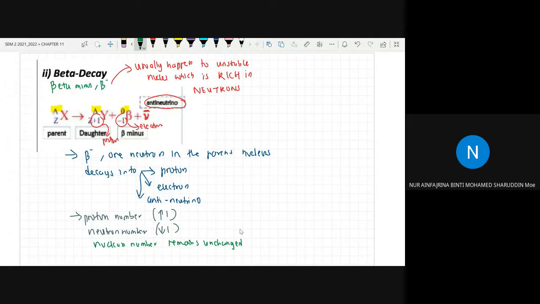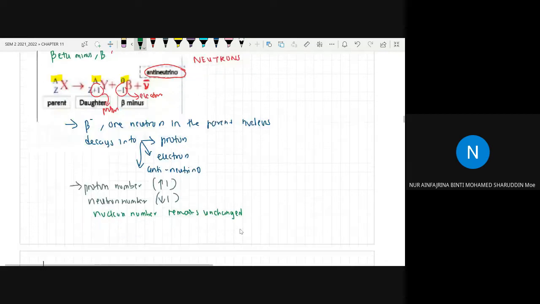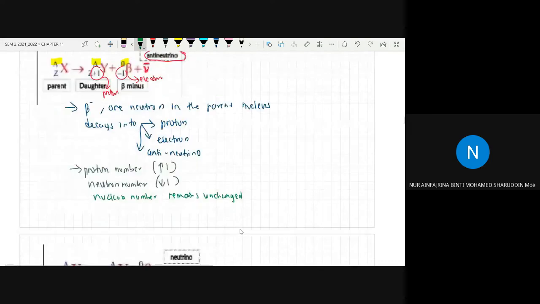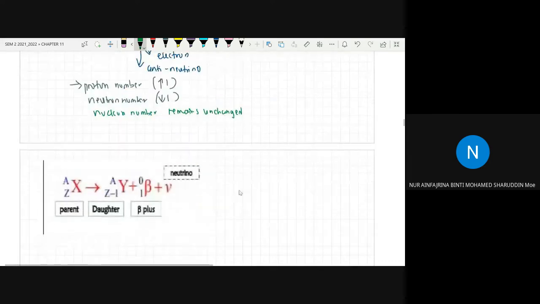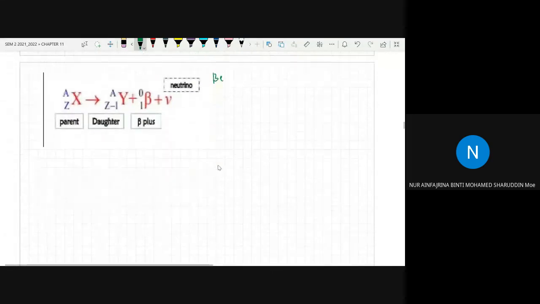How do I switch on mine? Okay, so fine. Just now was beta minus. Now we are going to learn about beta plus. Okay, so now beta plus. Write here. Beta plus. Okay, beta plus. Do you think it is rich in neutrons? Poor in neutrons. Poor, very good.